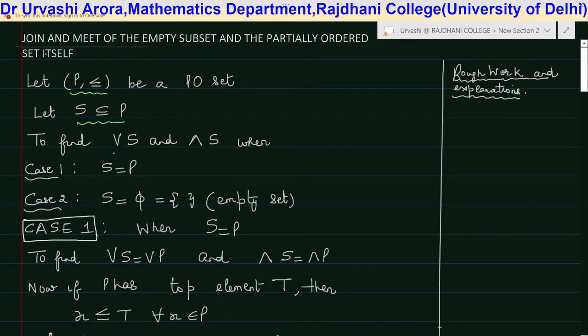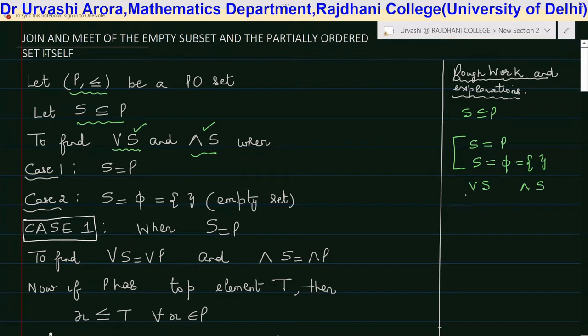Then what we are interested in finding out is the join of S and the meet of S, or the V of S and the inverted V of S, when S is a subset of P. In particular, S can be the set P itself, or S can be the empty set phi, or the empty set is even denoted by the set with curly brackets. So for these two particular extreme cases, we are going to find out what is the join of S and what is the meet of S.